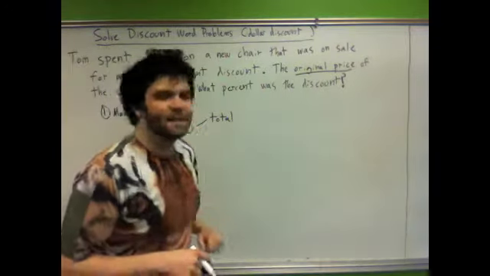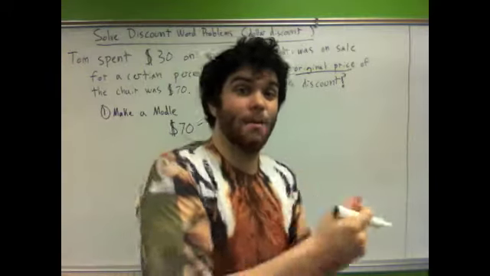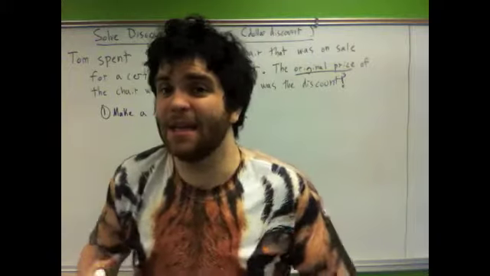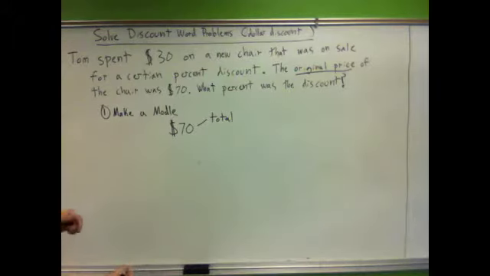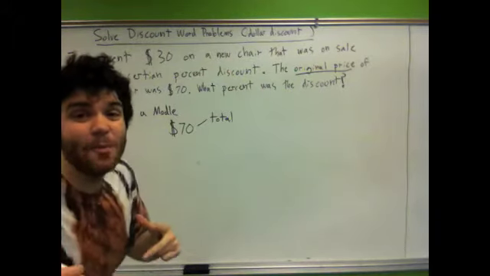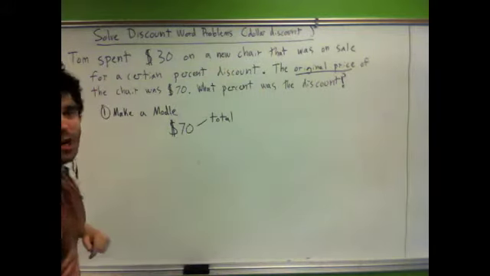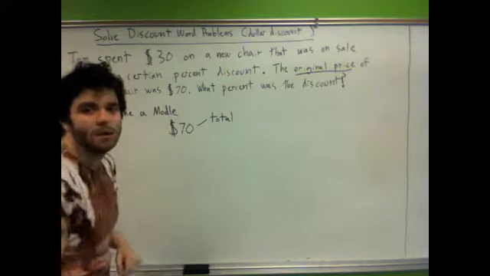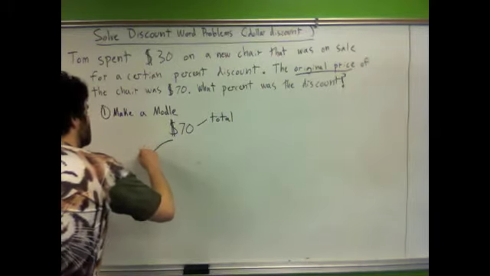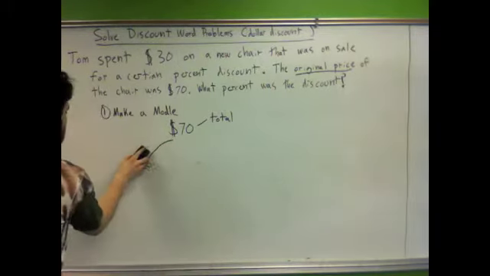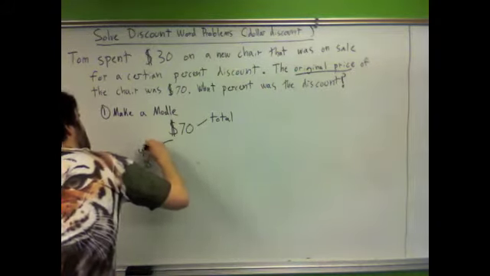What percent was the discount? Well, if we want to know what the percent of the discount is, we're going to have to know how much Tom paid and how much Tom didn't pay in dollars. Then later, we can figure out the percent. So we actually know a little bit more, right? We know that Tom spent $30 on the chair. So if the chair originally was $70, I've got to draw my line and say, oh, well, Tom only spent $30.